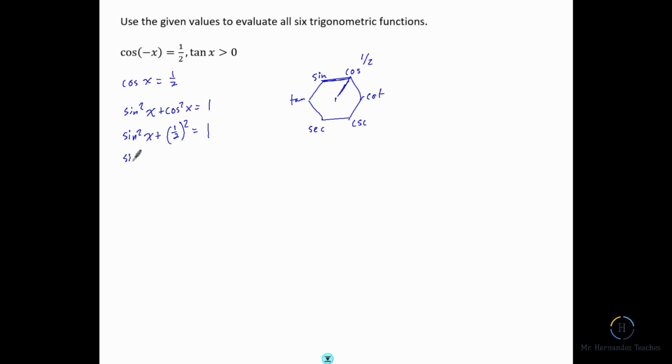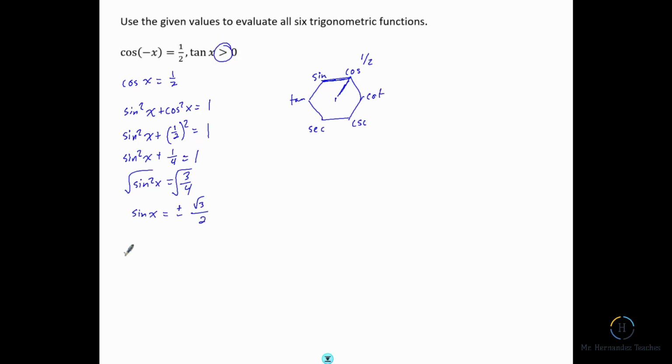So sine squared of x plus 1/4 is equal to 1. And then we just need to subtract 1/4 on both sides. So sine squared of x is equal to, 1 minus 1/4 is 3/4. And then we just need to take the square root of both sides. So sine x is equal to the positive or negative, well, the square root of 3 is the square root of 3, and the square root of 4 is 2. And then we run into this problem of which one is it, positive or negative? And this is where we get some information.